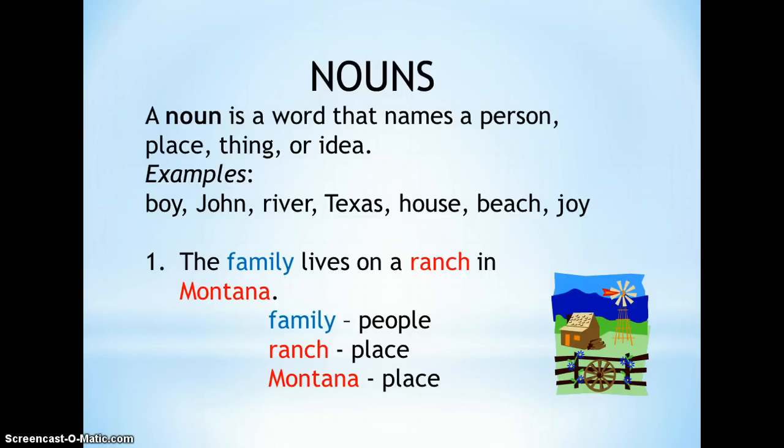Nouns. A noun is a word that names a person, place, thing, or idea. A few examples are boy, John, river, Texas, house, beach, joy. The family lives on a ranch in Montana. Family names people, ranch, Montana, name places.